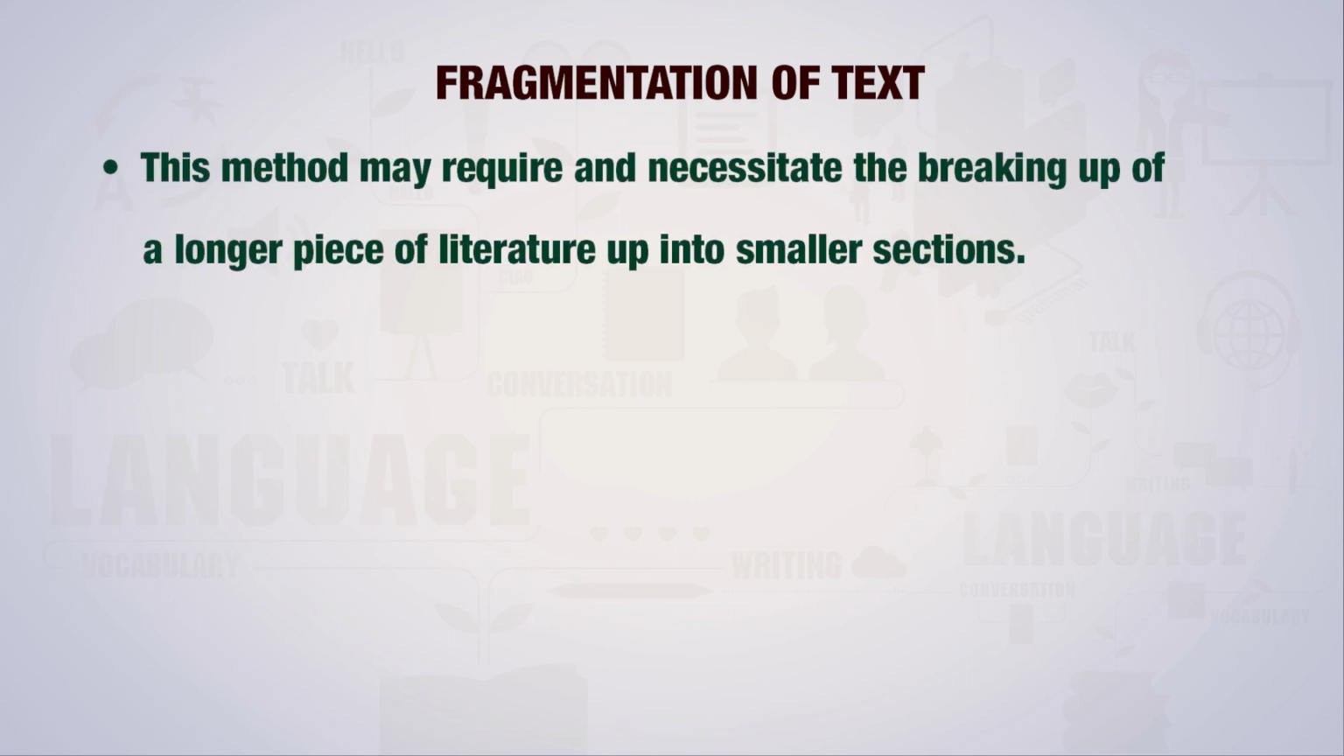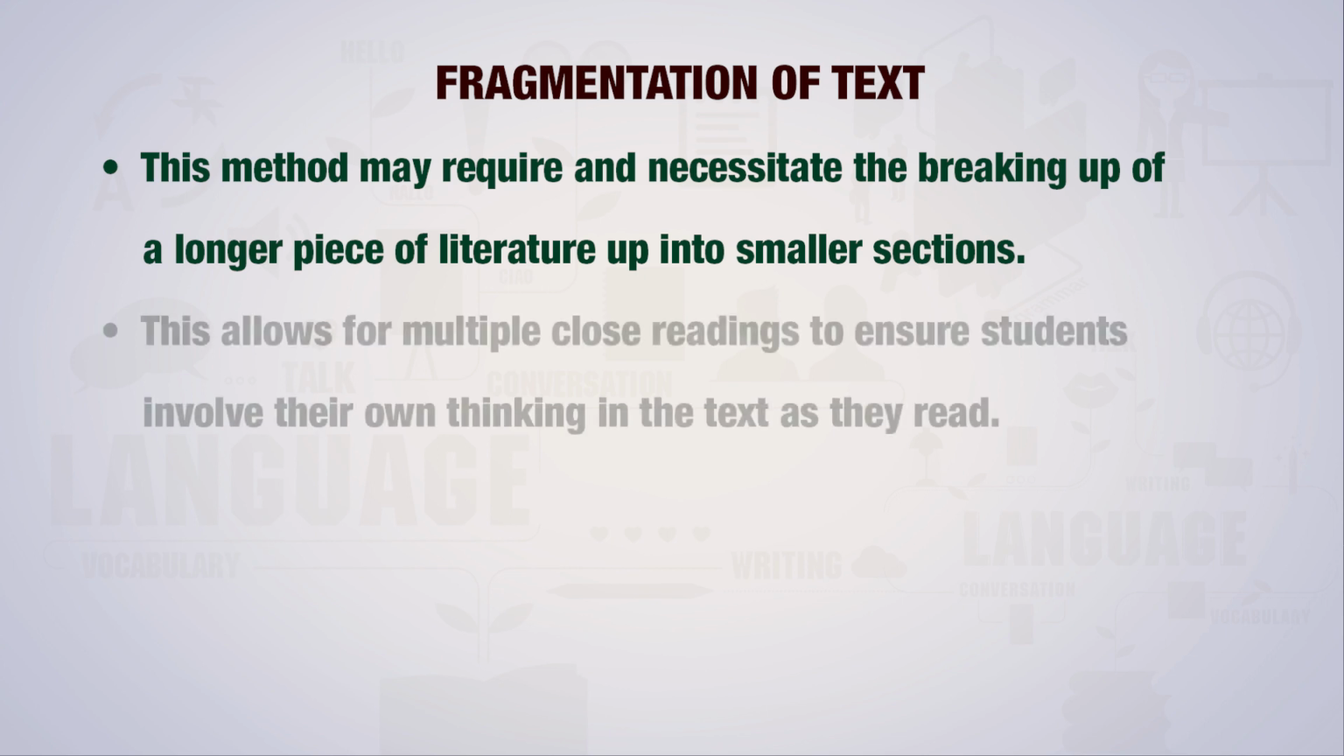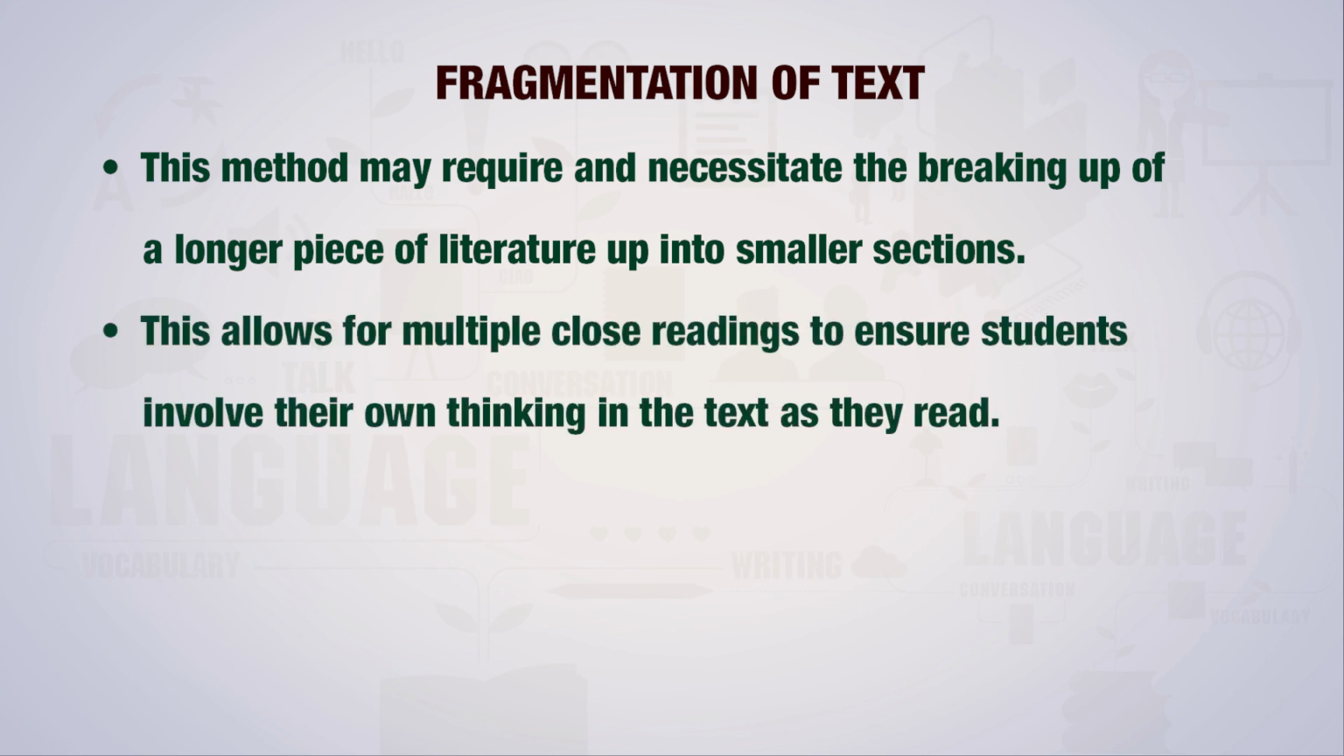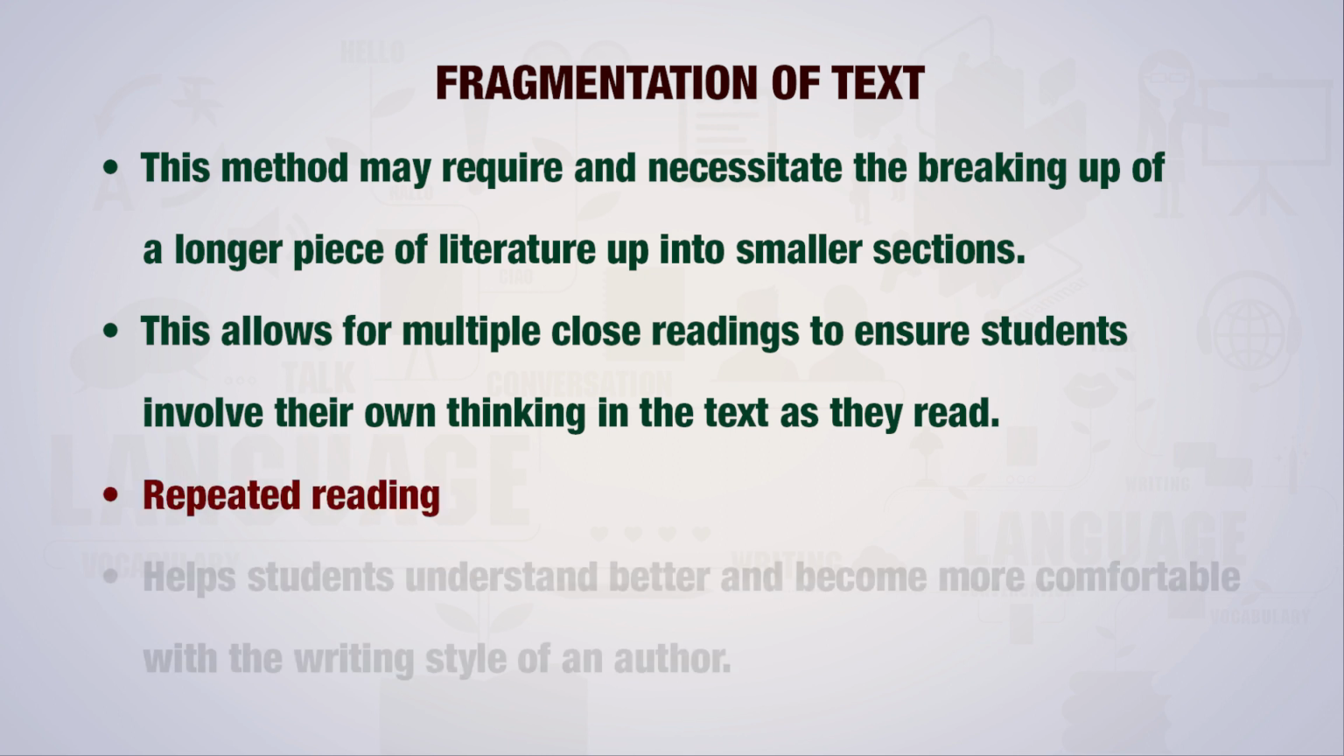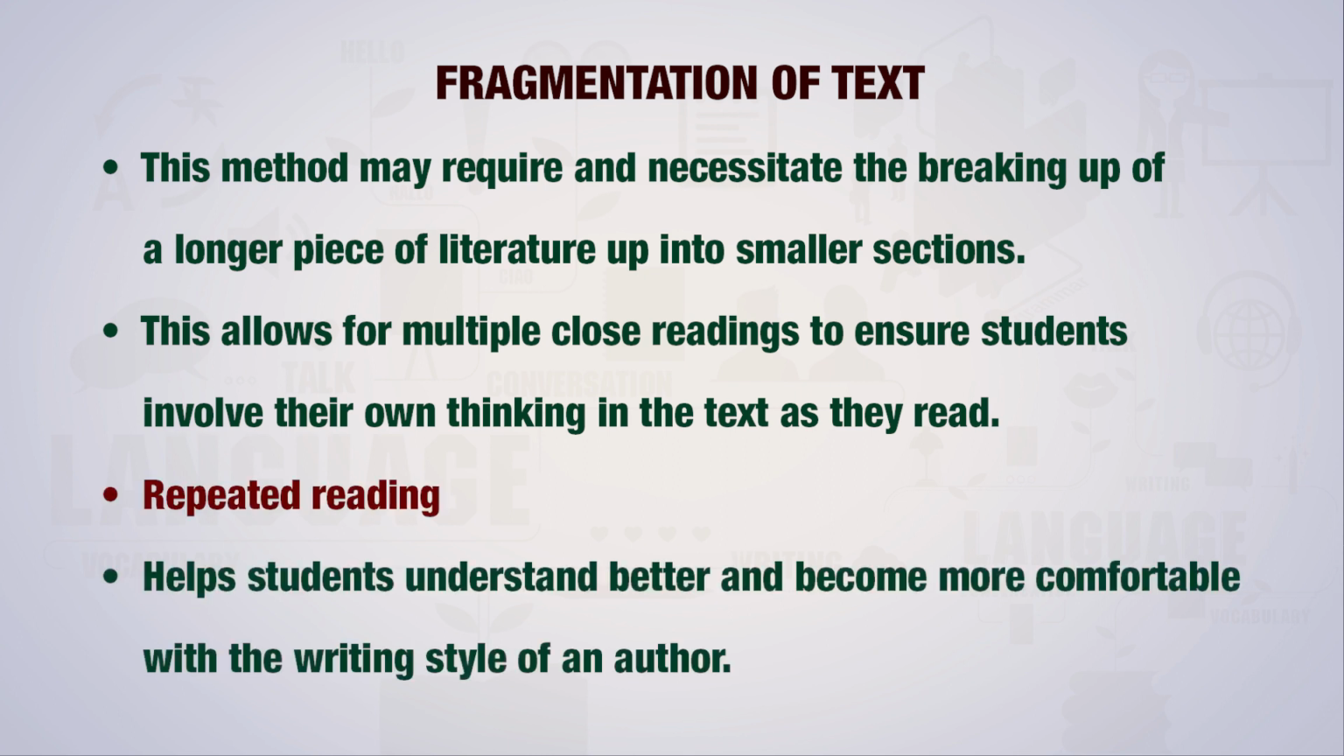It is a method in which we take a composite whole text and break it up into small sections. So we have a long piece of literature broken up into small sections, leading to a disintegration of the structure of the text. This is a kind of piecing, and this allows for multiple close readings to ensure that the students start thinking on their own. With repeated reading, the students understand better, and then they will become more comfortable with the writing style of an author.